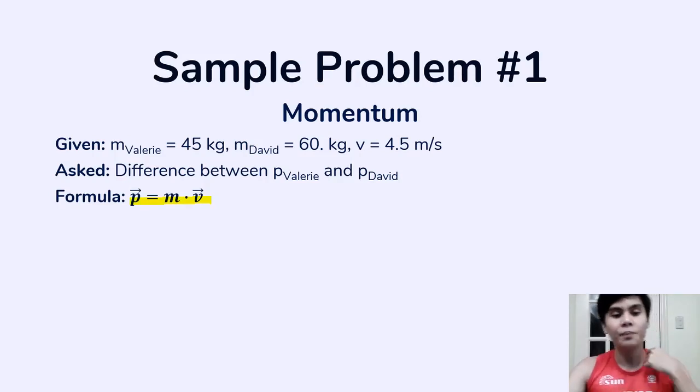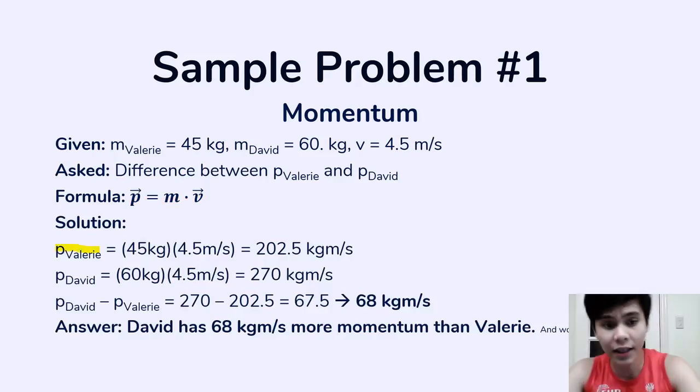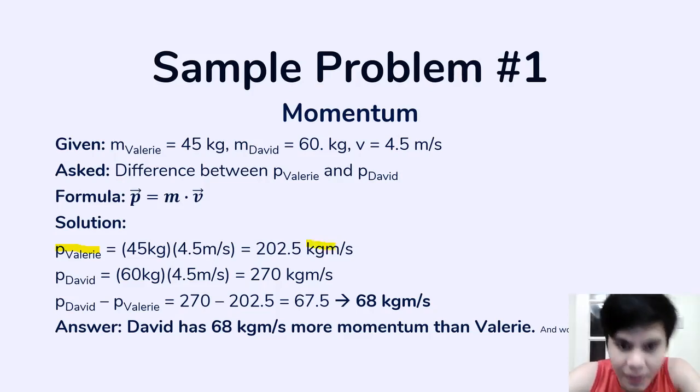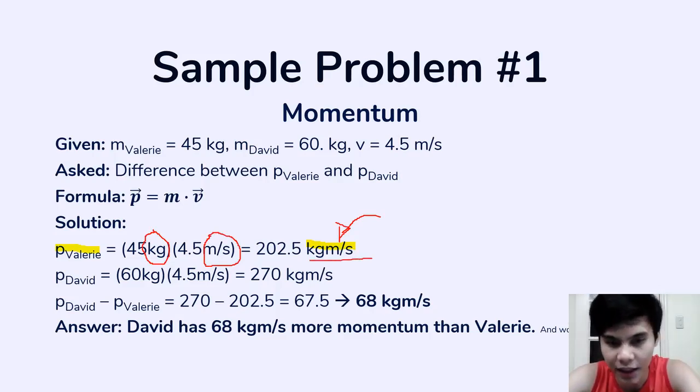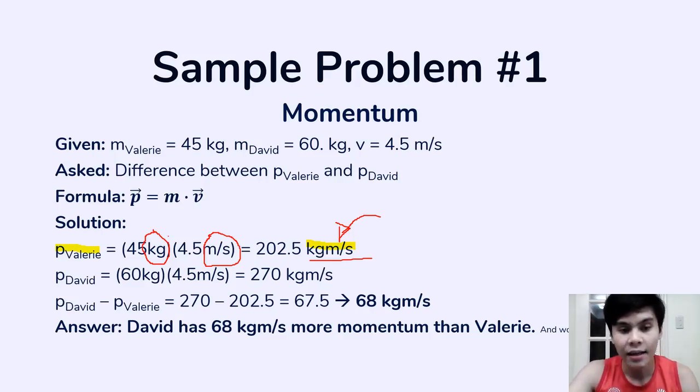So if we plug in the values, we have the momentum of Valerie. We have her mass, 45 kilograms, multiplied by 4.5, and we get 202.5 kilogram meter per second. Please take note of our units. Our units are basically the unit for mass and the unit for velocity put together. That's our unit for momentum. So even if I give you different units, your units for momentum will just be the unit for mass and for velocity put together as one unit.